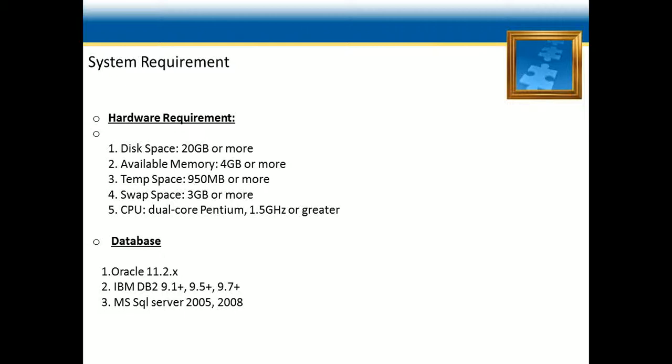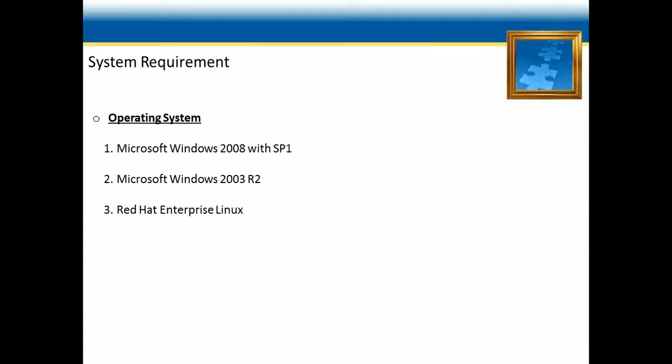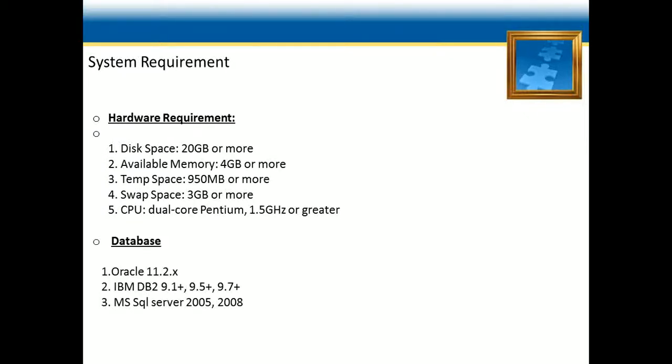We'll go further to the system requirements. What system requirements do you need if you want OBI software in your environment? We have the hardware environment, database, and operating system. So we'll start with the hardware environment.